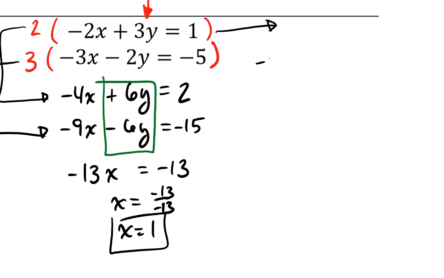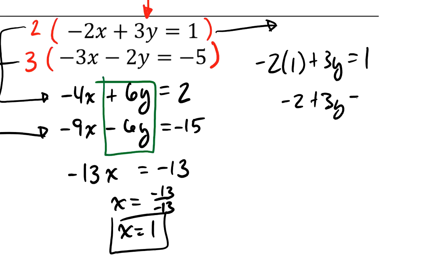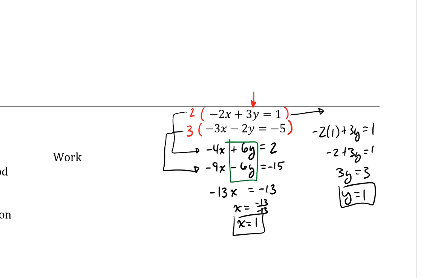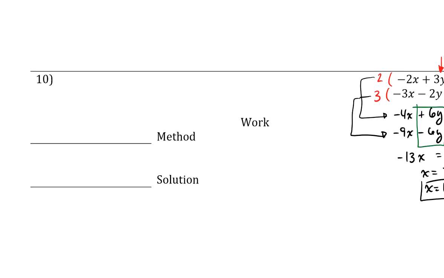So I'm going to have a negative 2 times x, which I just found to be 1, plus 3y equals 1. So this is a negative 2 plus 3y equals 1. So I'm going to add negative 2 to both sides. That gives me that 3y is 3. Therefore, y is 3 over 3, or y is 1 also. So my solution is this ordered pair 1 comma 1. X and y are both 1.